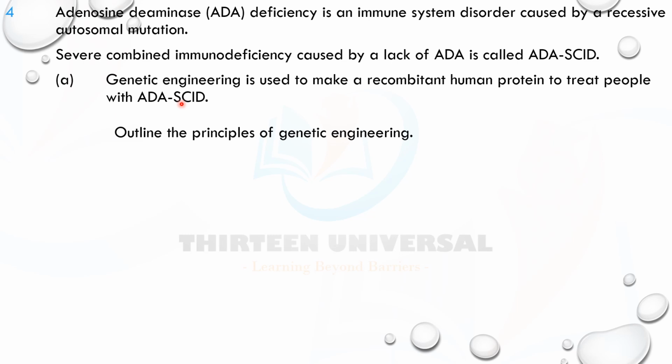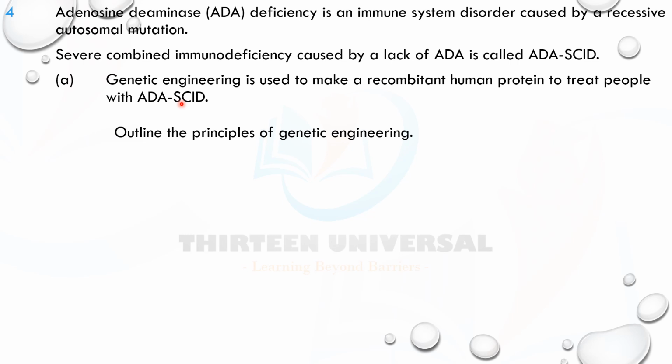Now, I think the procedure, of course, is you obtain the gene from another organism. You cut out the gene using restriction enzymes, and then cut the bacterial plasmid with the same enzyme to form complementary sticky ends. Then insert the human gene into the bacterial plasmid to form recombinant DNA, and then transfer the recombinant DNA to the host organism.